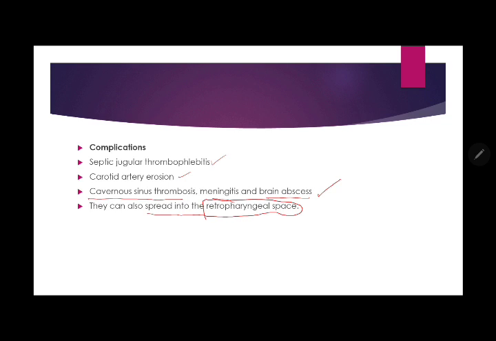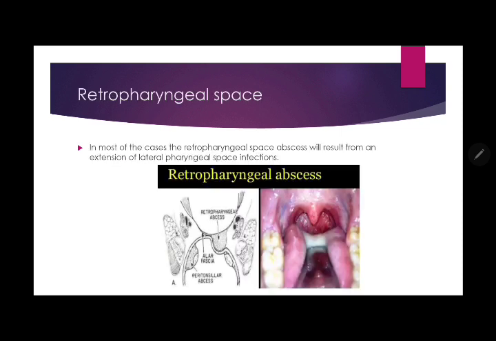These lateral pharyngeal space infections can also spread to the retropharyngeal space. So this is about lateral pharyngeal. Next, coming to the retropharyngeal space. Just now we have learned that the lateral pharyngeal abscess can spread into the retropharyngeal space. In most cases, retropharyngeal space abscess will result from an extension of the lateral pharyngeal space infection.